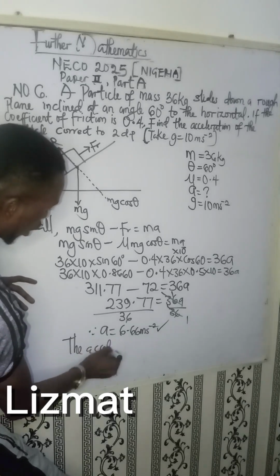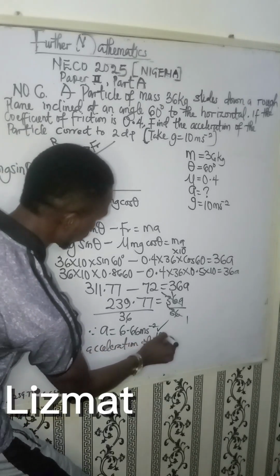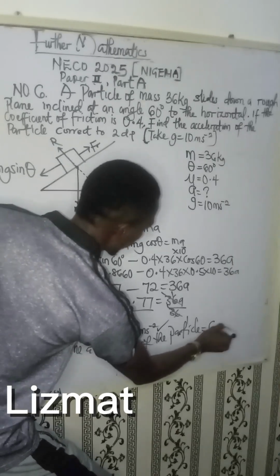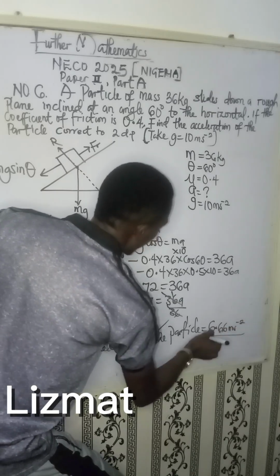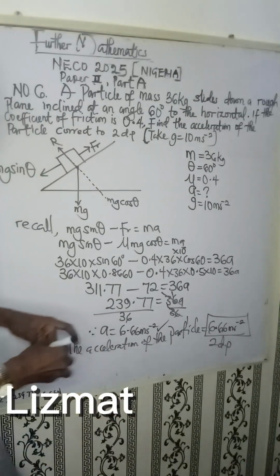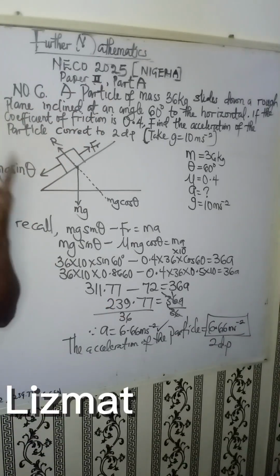The acceleration of the particle is equal to 6.66 meters per second squared, and you have to put it to 2 decimal places. And that's how you solve question 6. Watch out for question 7.